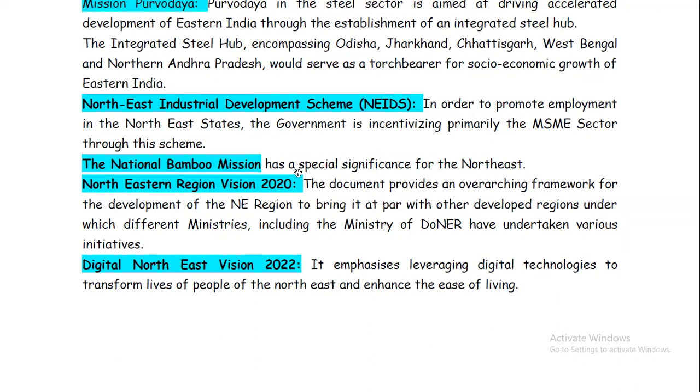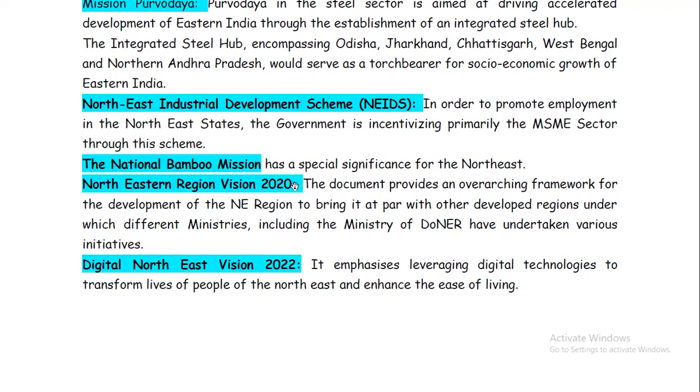The National Bamboo Mission has a specific significance for the Northeast because varieties of bamboo are found in the Northeast, and with those bamboos, the central government of India can easily implement the National Bamboo Mission in an efficient way. With this, I'm pausing to ask you a question: in which district of Assam is one particular bamboo park being established? Can you answer this? If you can, please answer through the comments.